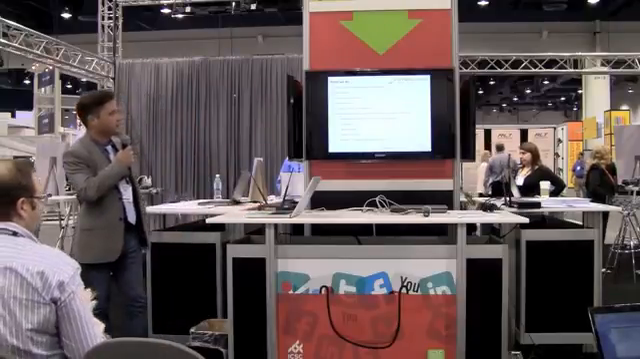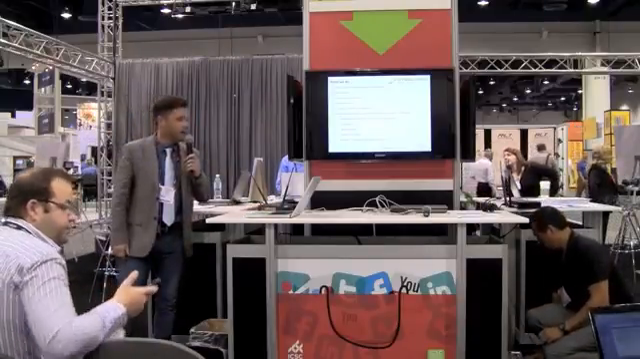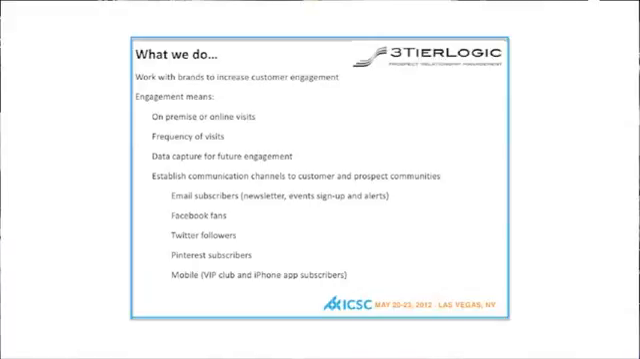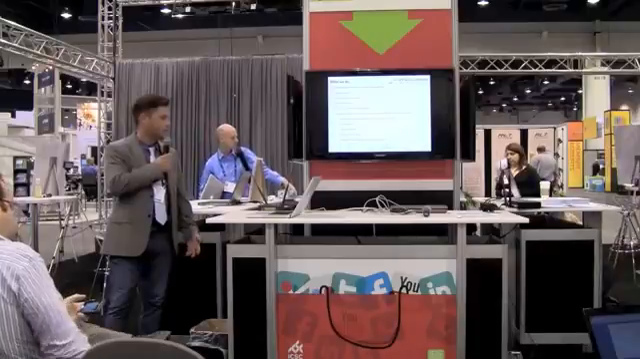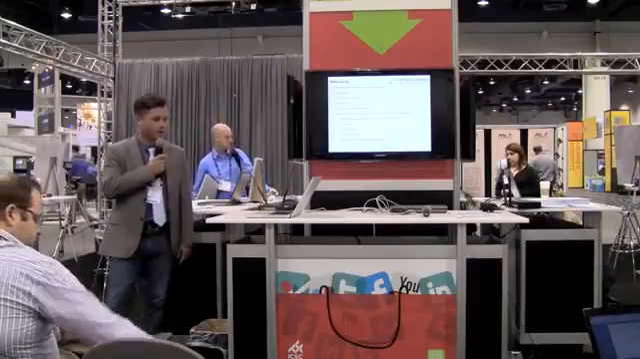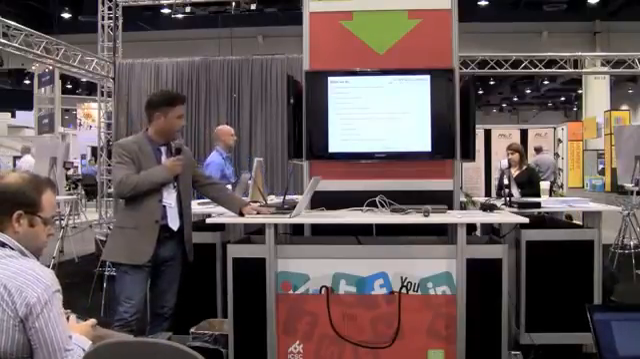So what we do at 3-Tier Logic, we work with brands to increase customer engagement, and engagement to us means on-premise visits, frequency of visits, data capture. We establish communication channels, working with email subscribers for leveraging newsletters, event signups, alerts, Facebook fans, Twitter followers, Pinterest subscribers, and mobile. So those are the channels we work in.